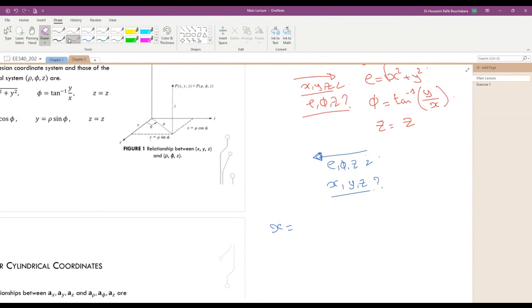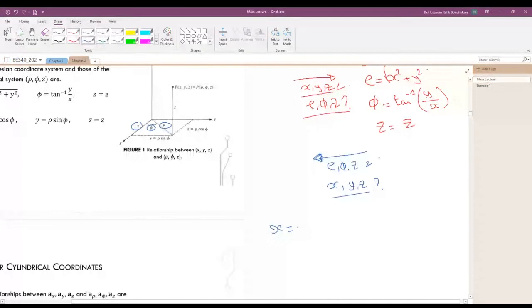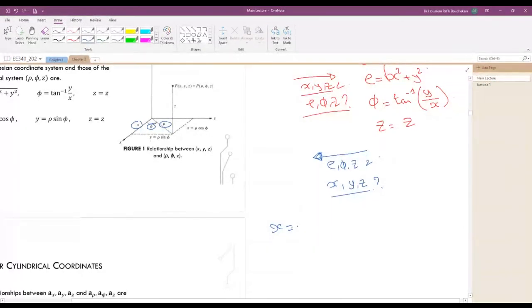From here, if you have rho and you have phi, how can you determine x? x equals what? Projection, right? x equals what? Come on, guys.